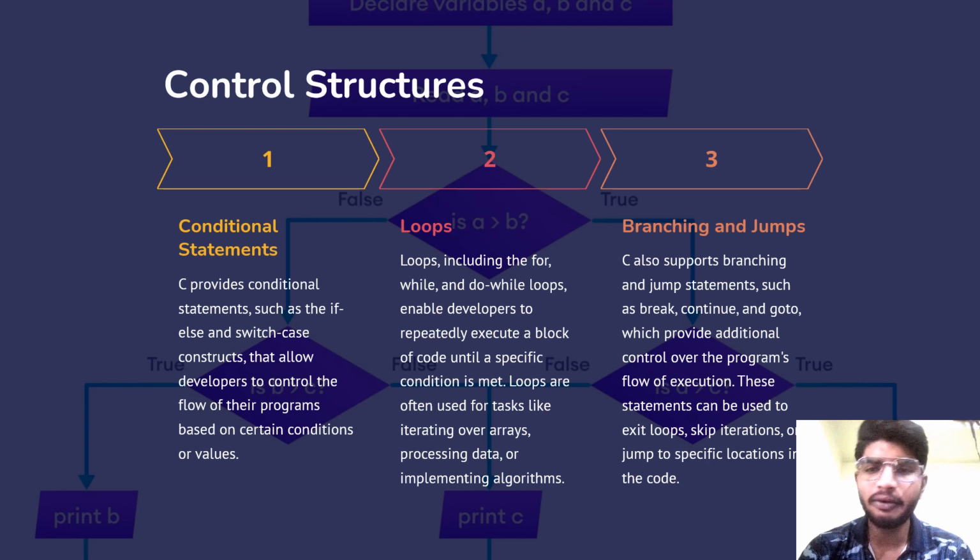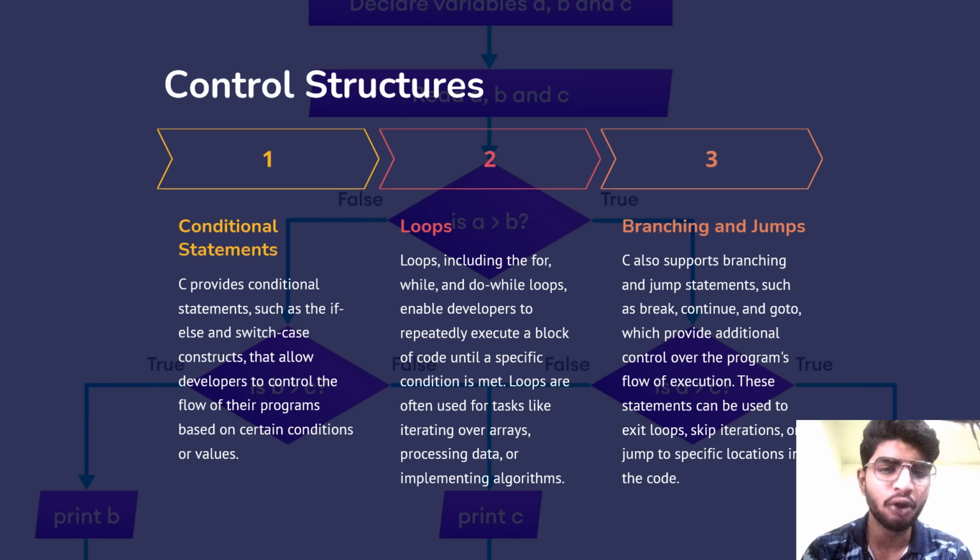Control structures. It is of three types: 1. Conditional statements. 2. Loops. 3. Branching and jumps. 1. Conditional statements. C provides conditional statements such as if-else and switch-case constructions that allow developers to control the flow of their program based on certain conditions or values.